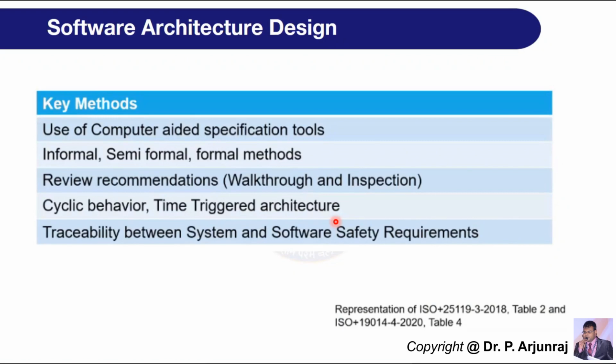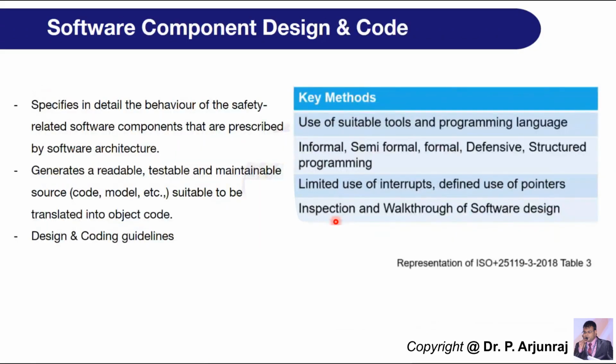You also have the time-triggered architecture for developing the software design. You also have the cyclic behavior for the architecture design of the software. You should always look for traceability between the system and the software safety requirements. And you also have the software component design and coding. We need to have the coding generate a readable version, a testable version, and a maintainable version for the code and models that we are going to design with respect to the software system.